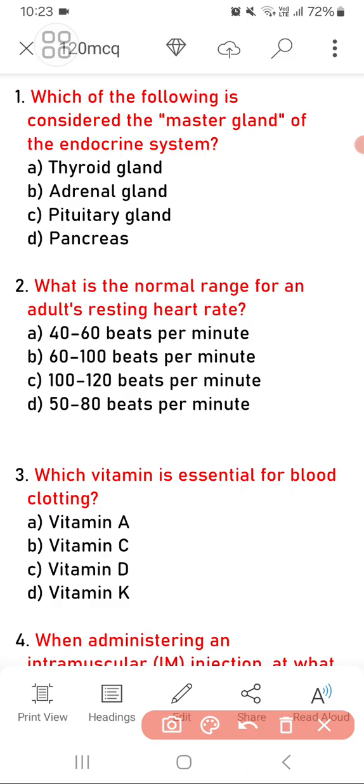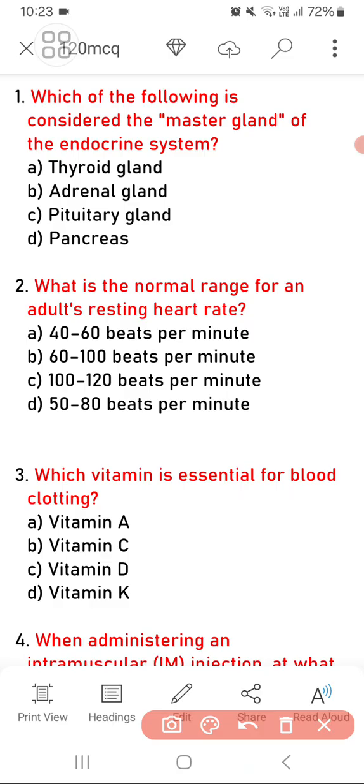आज हम कर रहे हैं 120 MCQs नर्सिंग। ये फार्मासिस्ट के भी काम आते हैं और नर्सेस के भी काम आते हैं। क्वेश्चन नंबर 1 है, which of the following is considered the master gland of the endocrine system?